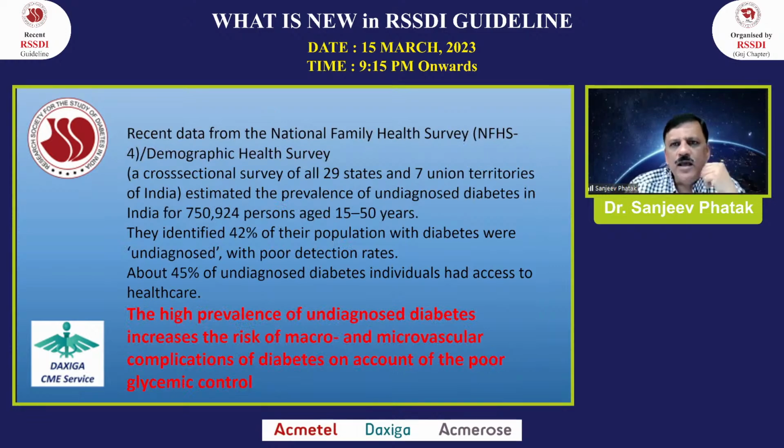The recent data from the National Family Health Survey, which was a cross-sectional survey of 29 Indian states and 7 Indian territories, estimated the prevalence of undiagnosed diabetes in India. They identified that 42% of the population with diabetes was undiagnosed, with poor detection rates. And because of this, we have a very high prevalence of micro and macrovascular complications. Moreover, of those who are detected to have diabetes, they are not optimally treated, and more than 75% of them still remain uncontrolled.